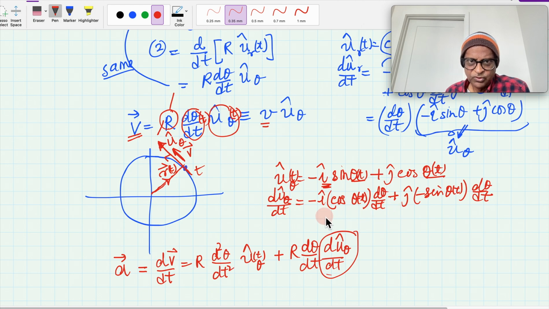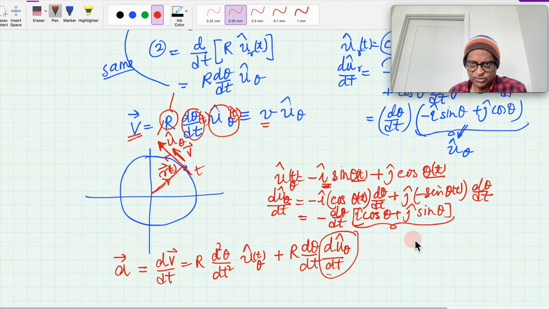Let's write down here what is common. The negative is common, and d theta dt is common. You get a cosine theta i hat plus j hat sine theta. But this is just the radial vector, the radial unit vector. So minus d theta dt u hat r.